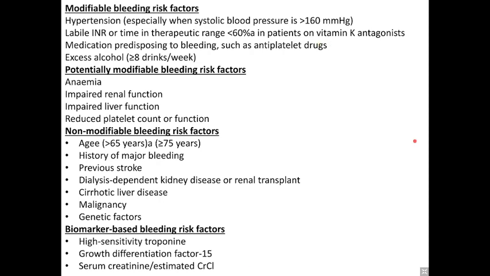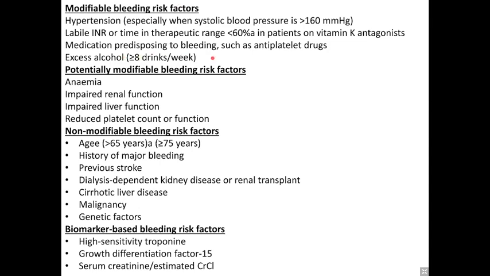But we need to know modifiable bleeding risk factors: what we can change in our patient to decrease the risk of bleeding. Hypertension, of course, we can change, because we prescribe special antihypertensive drugs for this patient. Labile INR, this can all change if we change medication in our patient. For example, we change warfarin and prescribe rivaroxaban for the patient.